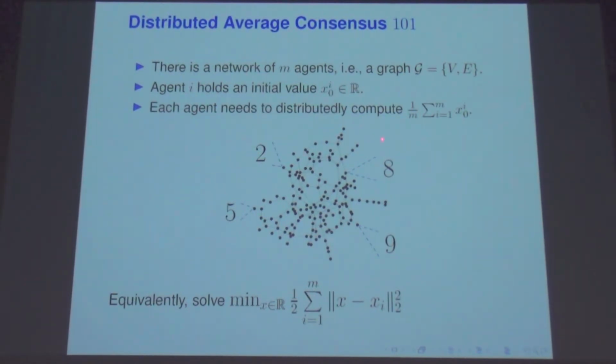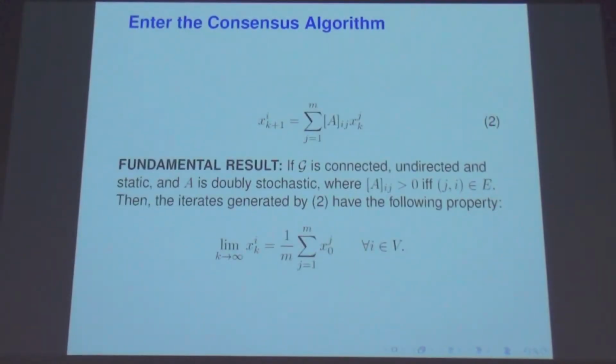And it is not hard to see that the average of those initial values is equivalent to the solution of this optimization problem, which is: you want to find an x such that the average distance to the points xi is minimized. So how can you solve this problem? This comes to the fundamental result in distributed optimization, which is the consensus algorithm. And what is the consensus algorithm?